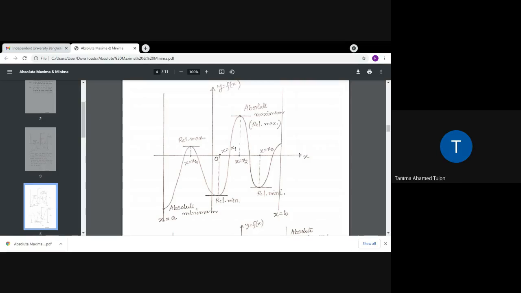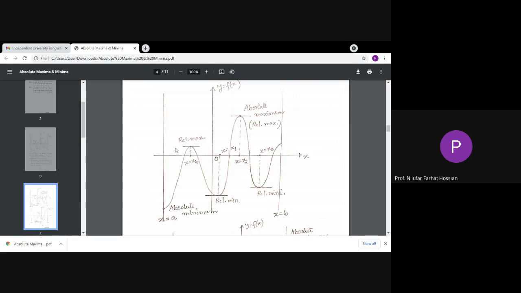Absolute maximum means at what point the function value is the largest. Tell me where the function value is the largest in this figure. At what point? Miss, x equal to x3. This is the positive side, and here it is the largest of the function values.